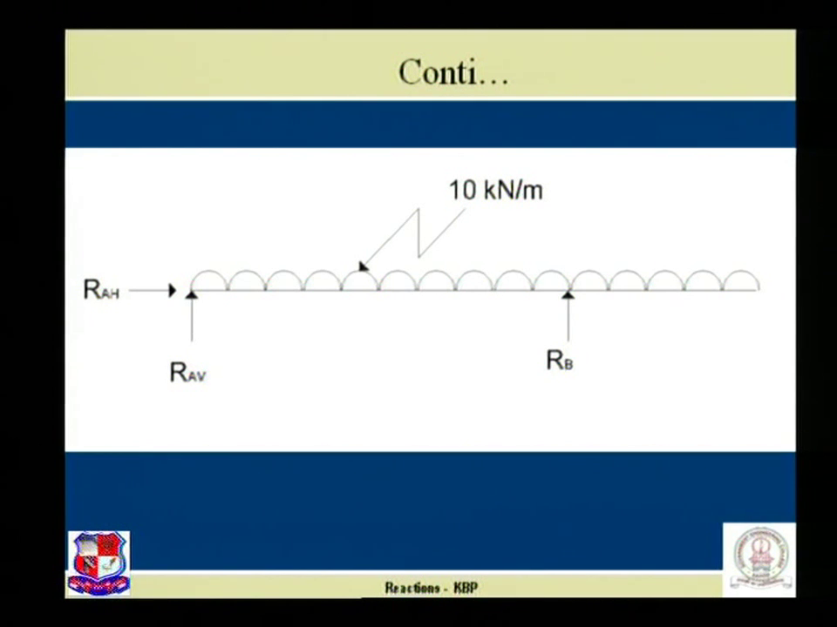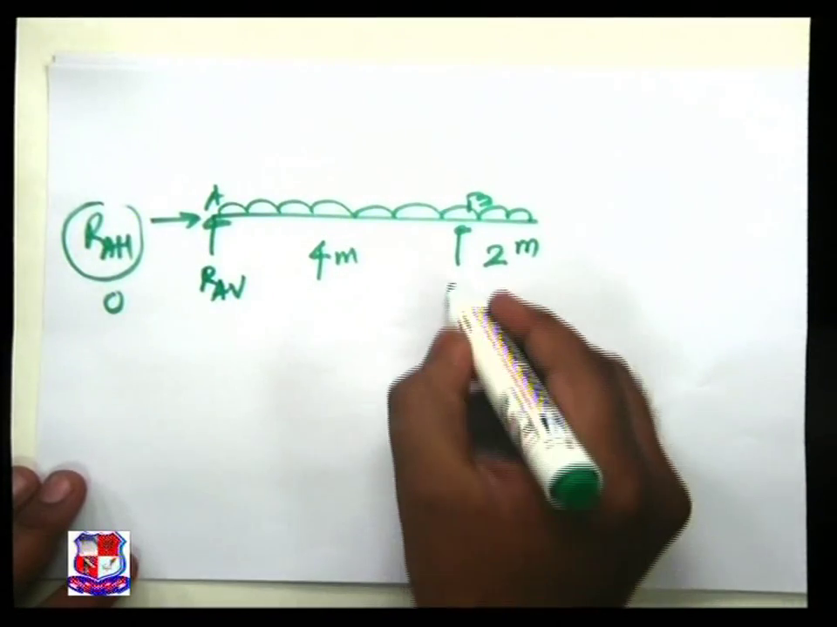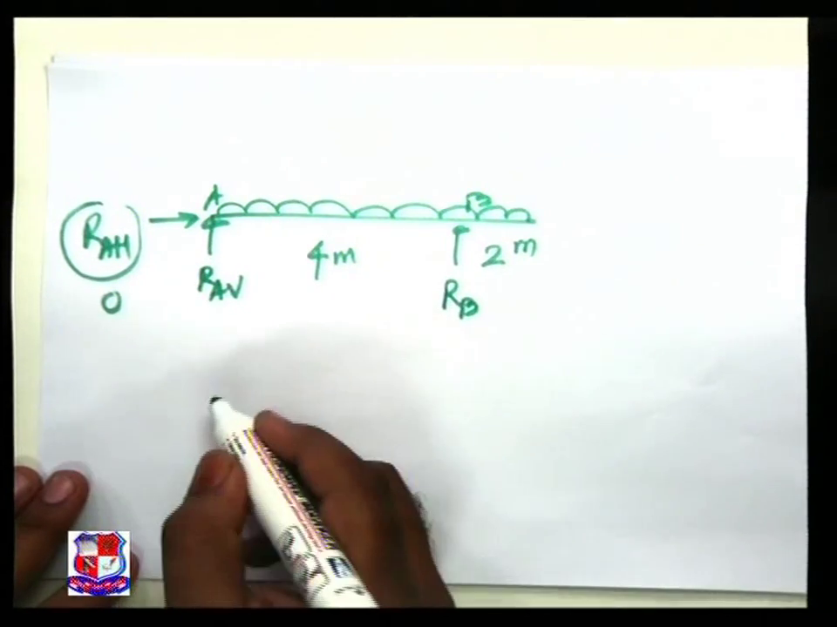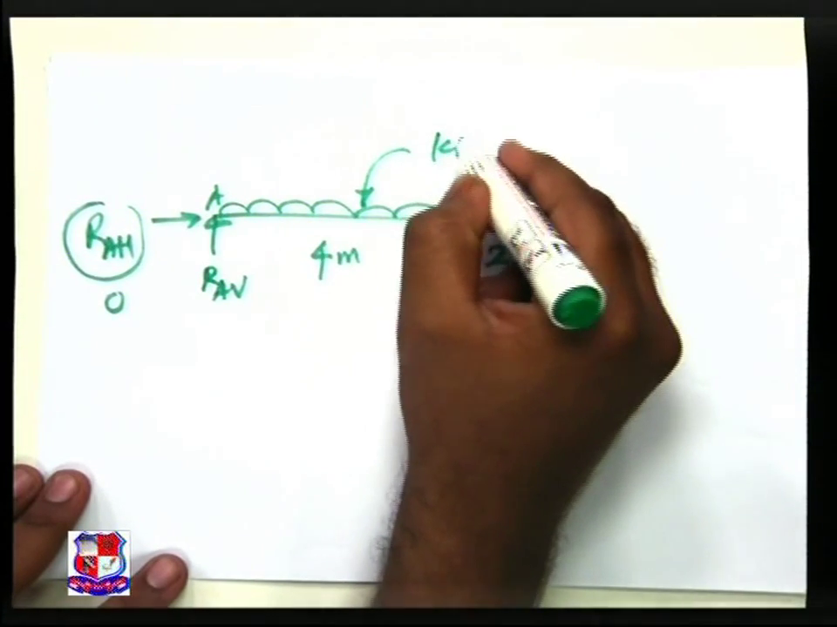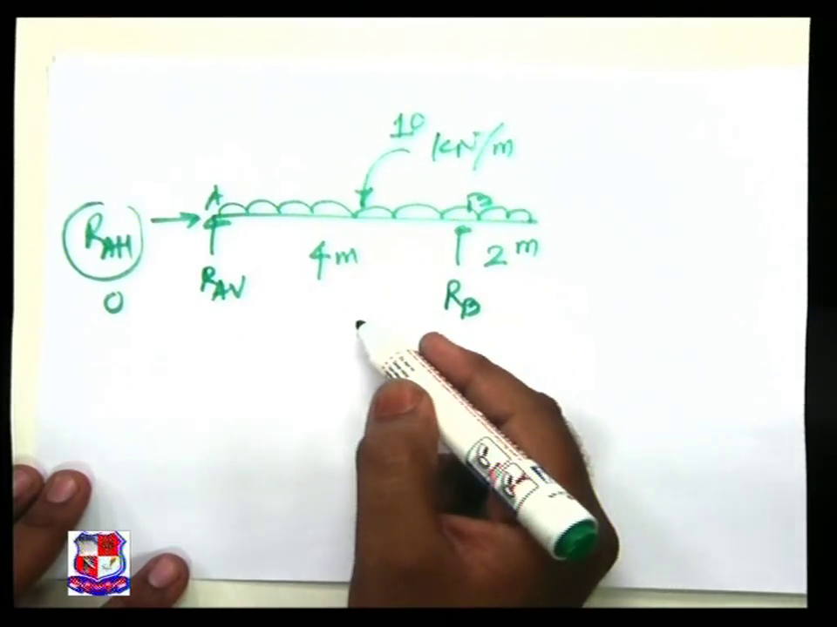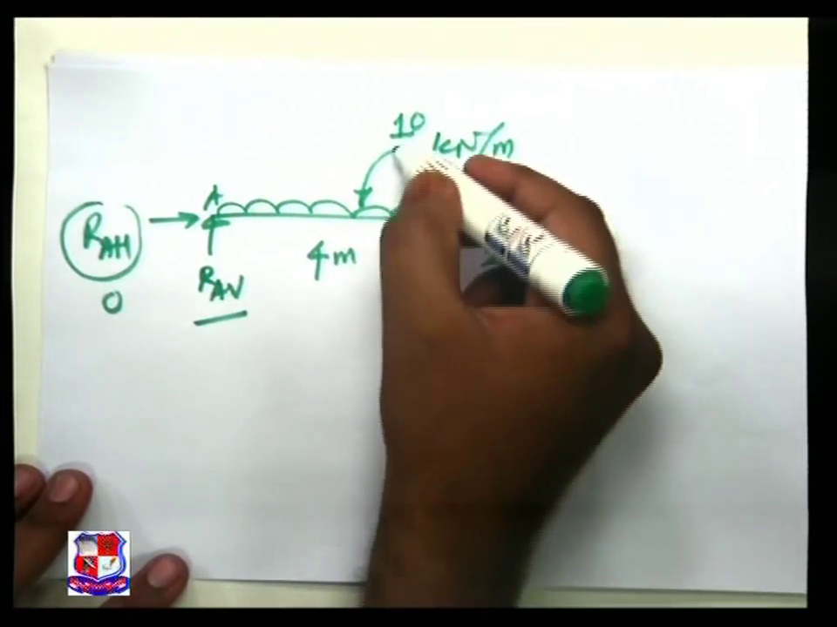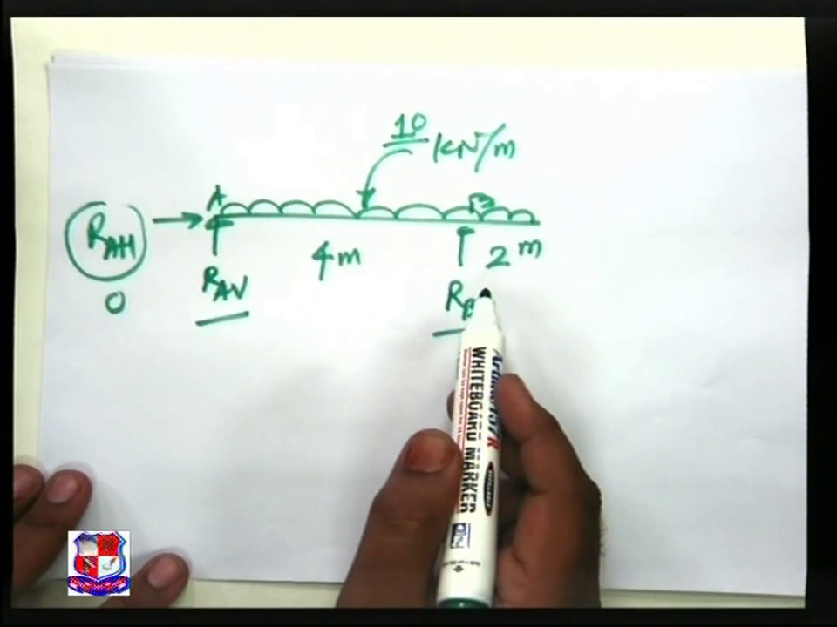In this beam, how many vertical forces are acting? Yes, this is my first force, RAV, comes over here please, in this page. RAV is a vertical force, RB is also vertical force, and this third one, UDL, is also vertical force. So 1, 2 and 3 are the three vertical forces acting on this particular system.